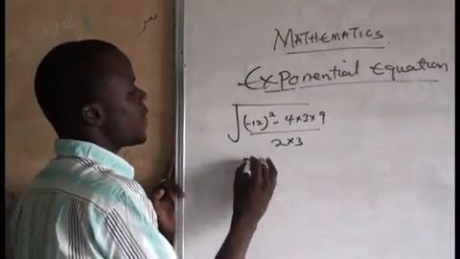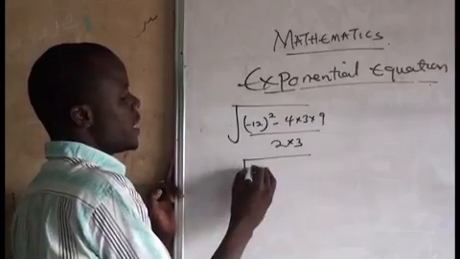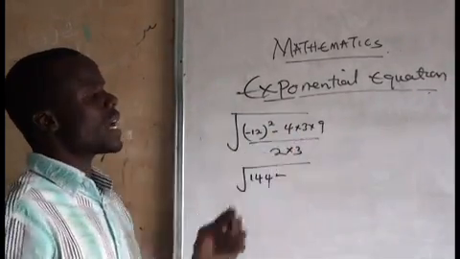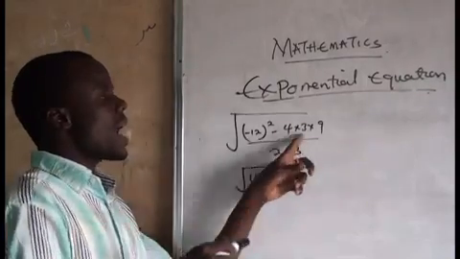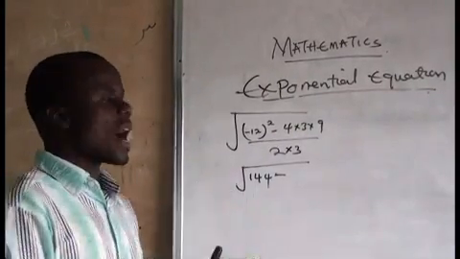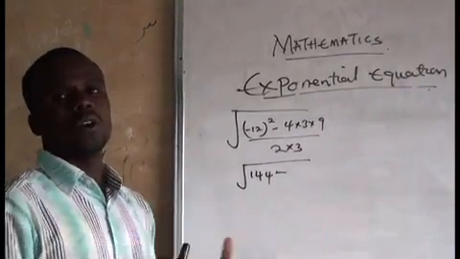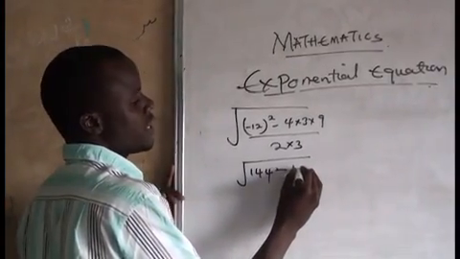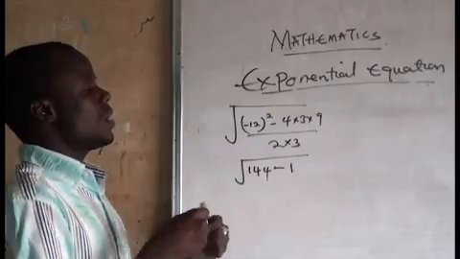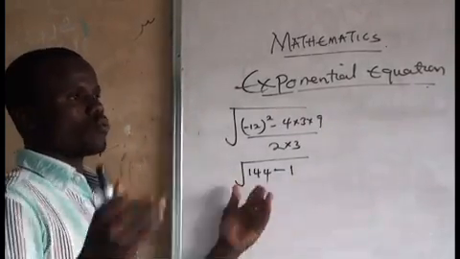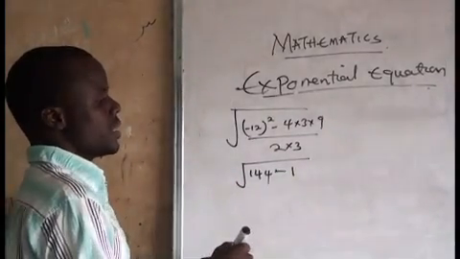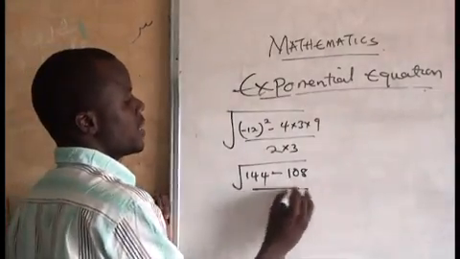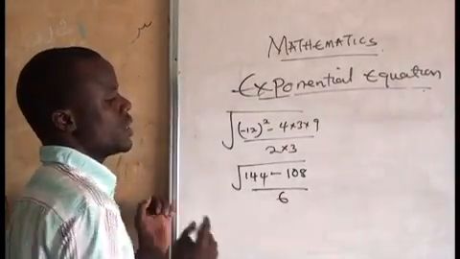So here we have the root of 12 squared, which is 144. Then we say minus 4 times 3. 4 times 3 we have 12. 12 times 9 we have 108. So 108 all over 2 times 3, which is equal to 6.